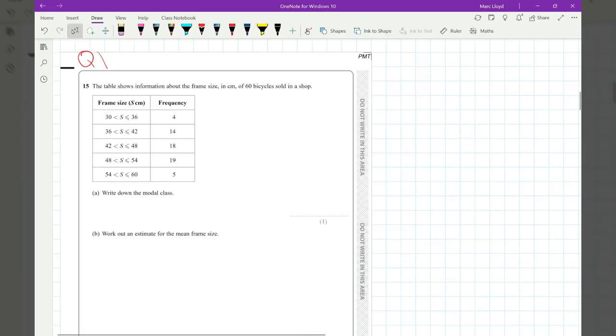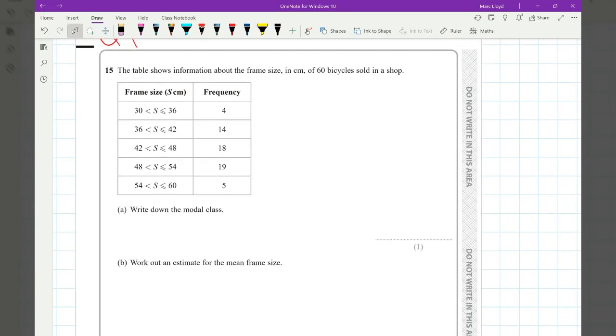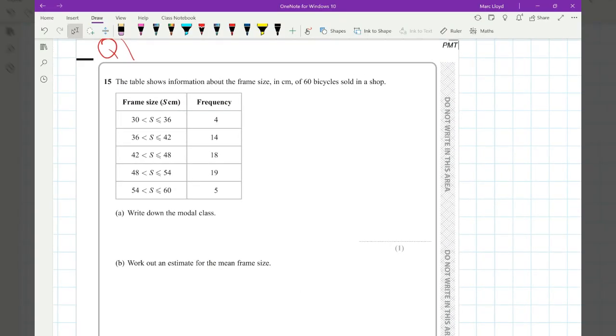Right, we'll start off with question 1. This is question 15 on the foundation. The table shows information about the frame sizes in a bicycle shop. Write down the modal class. Modal class is the one that has the highest frequency. So we've got 48 to 54. Okay, just copy that frame size exactly as it's written.